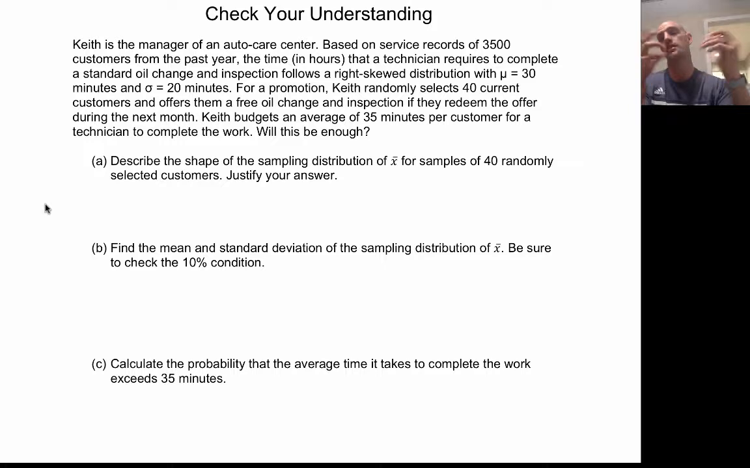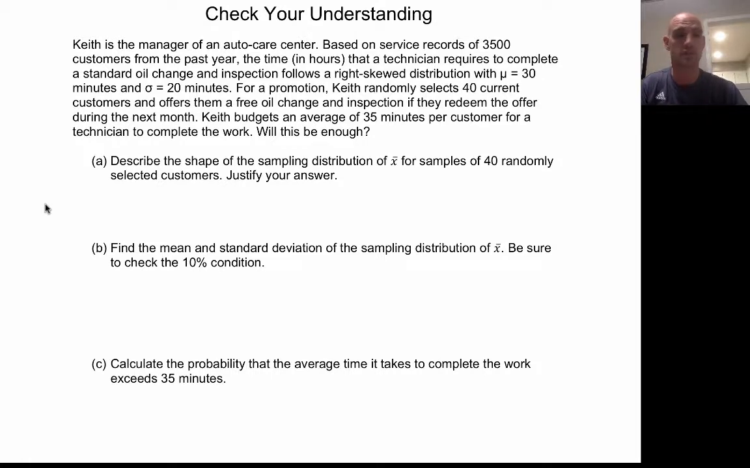Will this be enough? So think about what this means. They did 3,500 oil changes. That's a lot of oil changes, right? They found that the mean was 30 and the standard deviation was 20 minutes. Think about what that means. So here's 30. It could take up to 50, but it could take 10, right? So Keith is banking on this 35 minutes being enough.